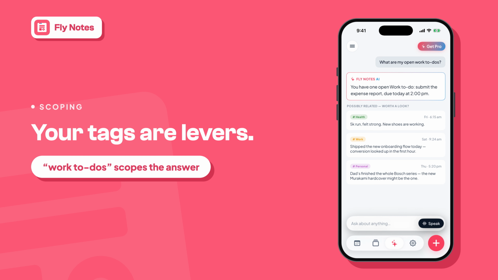You can also point Ask at a slice of your notes just by naming it. What are my open work to-dos? The word work aims it at your work tag, to-dos aims it at tasks. And the answer comes back scoped to exactly that, here, the expense report. Do this afternoon. Your tags become levers in plain language. No filter menus, the question itself is the filter.